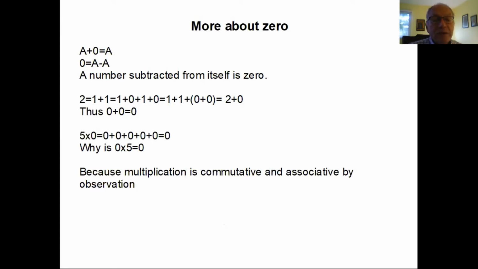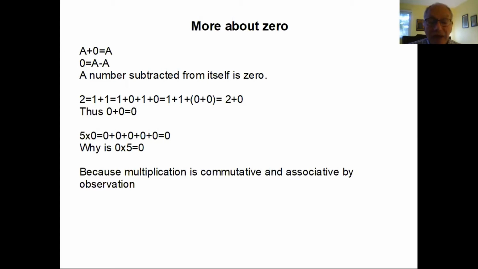We note that 2 is equal to 1 plus 1. Well, 1 can be replaced by 1 plus 0, and we find that we now get 1 plus 1 plus 0 plus 0. Well, 1 plus 1 is 2. Well, we know that 2 is also equal to 2 plus 0. So we might conclude that adding 0 to itself gives us 0. Well, multiplying a number times 0 is adding the number to itself that many times, and we keep adding them in pairs, and we finally get 0.